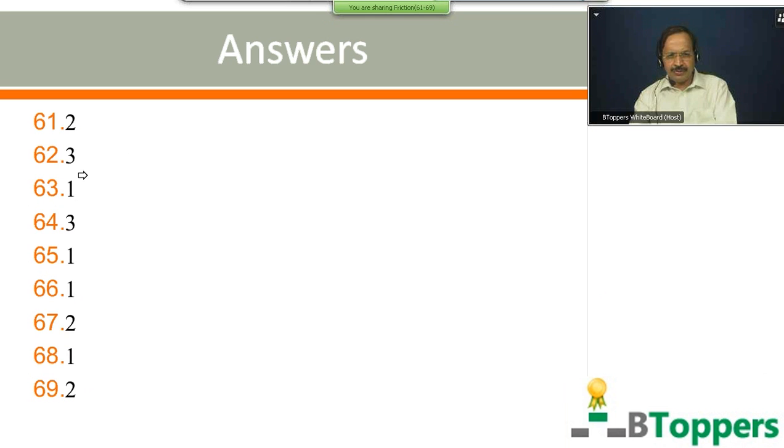Second option is the answer. For question number 62, third option is the answer. For question number 63, first option is the answer. For question number 64, third option is the answer. For the next two questions, 65 and 66, first option is the answer. For question number 67, second option is the answer. For question number 68, first option is the answer. For question number 69, second option is the answer. Come on, check up your answers.